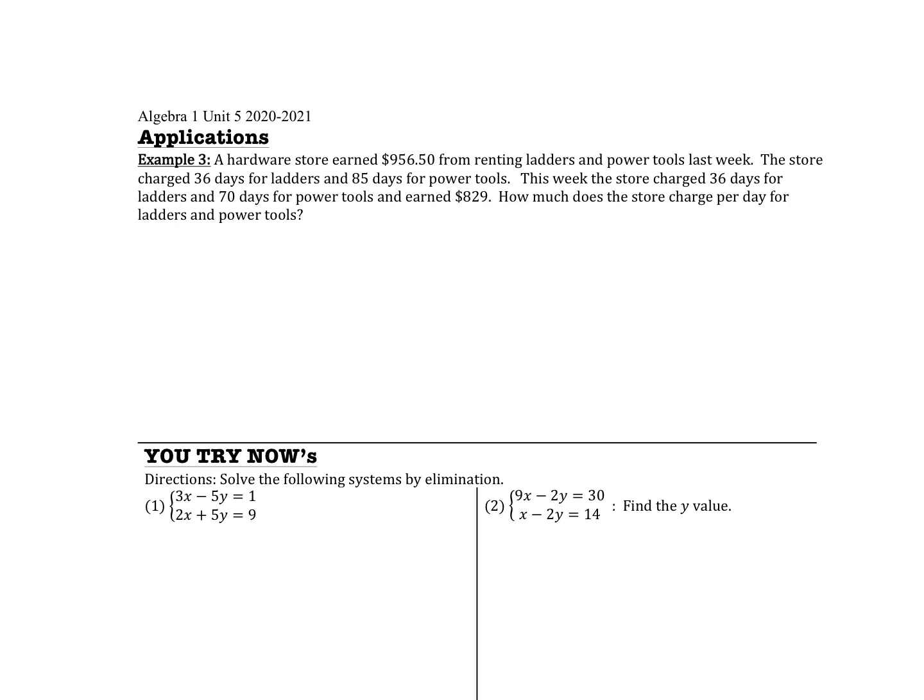All right, so one week, we have ladders and power tools. So I'm gonna use L for ladders and P for power tools. We had 36 days for ladders plus 85 days for power tools, and that was $956.50. That's one equation of our system. The second one, 36 days for ladders again, but 70 days for power tools, and now we are at $829. I'm gonna put 00 just so my numbers line up.